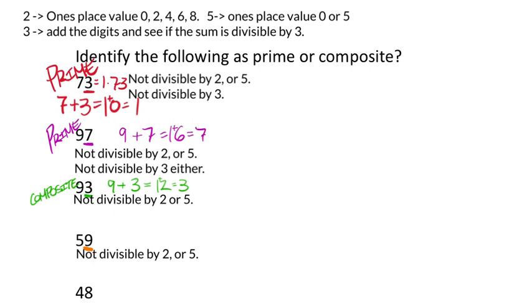I take my 5 and my 9 in the place values, I add those two numbers together to give 14. Again, if you don't know that 14 is not a multiple of 3, you can add those together to give 5. Now, 5 itself, again, is not a multiple of 3. So this number, not only is it not divisible by 2 or 5, but it's also not divisible by 3 either. Okay? So since it's not qualifying under those three, 59 must be prime.